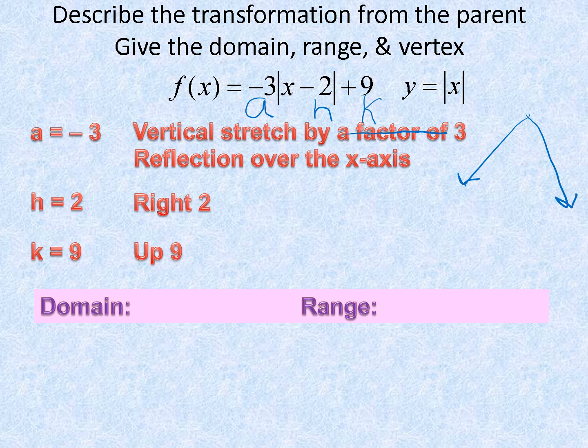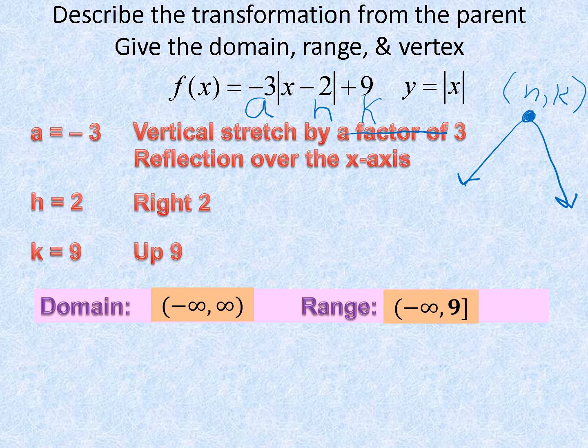Now let's talk about domain and range. My domain is negative infinity to infinity. And since it opens down, a is negative, that means my range is going to be negative infinity to this value right here. Well, what's that value? That's the vertex, h, k. So what is k? Well, k is 9. So since it opens downward and my k is 9, our range is going to be negative infinity to 9. And 9 gets a bracket.